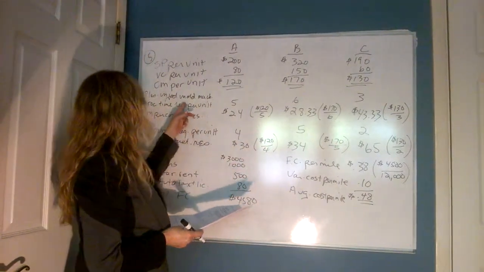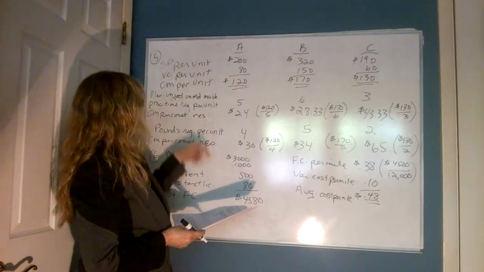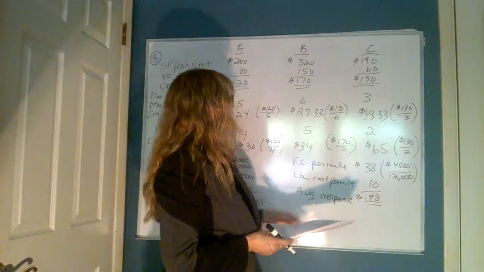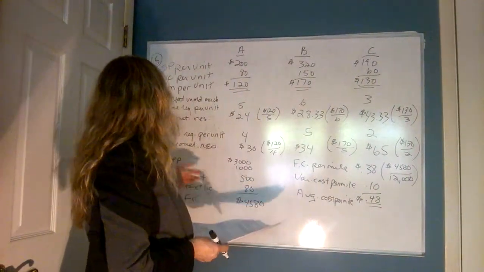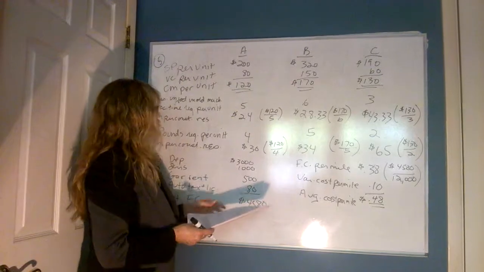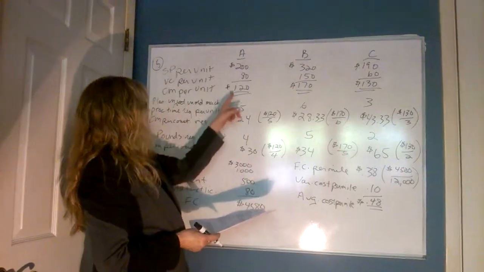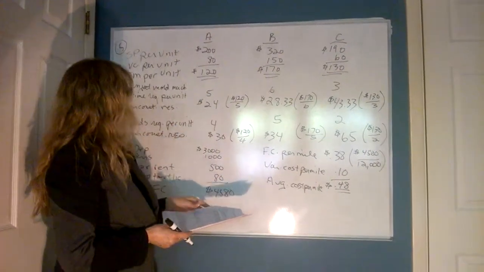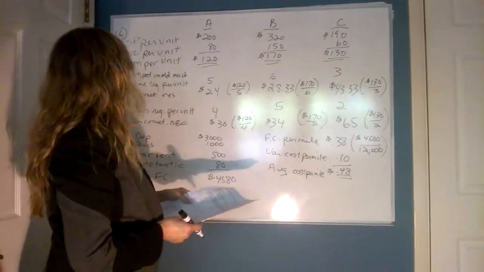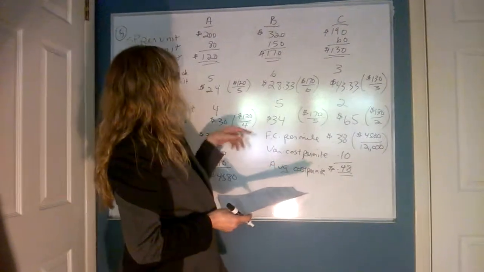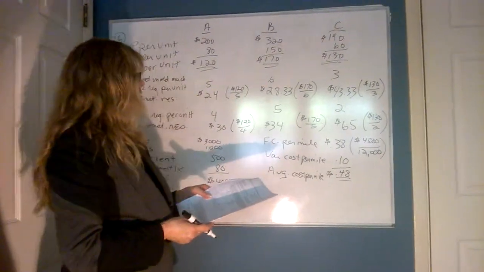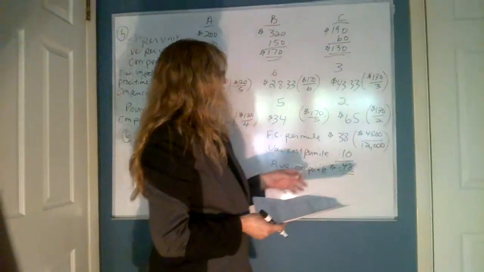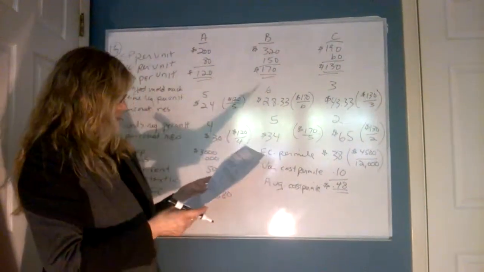The plastic injection molding machine processing time required per unit is 5 minutes for A, 6 minutes for B, 3 minutes for C. So the way we figure out the contribution margin per constrained resource is we take the contribution margin per unit and we divide it by our constrained resource. So for A, it's 120 divided by 5, which is 24. For B, it's 170 divided by 6, which is 28.33. For C, it's 130 divided by 3, which is 43.33.